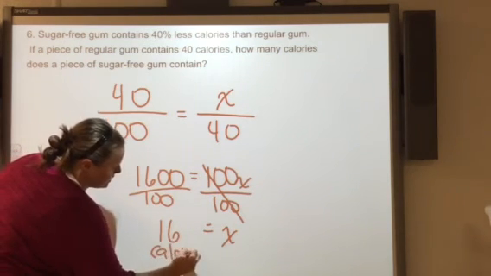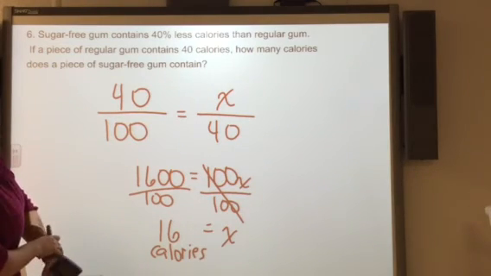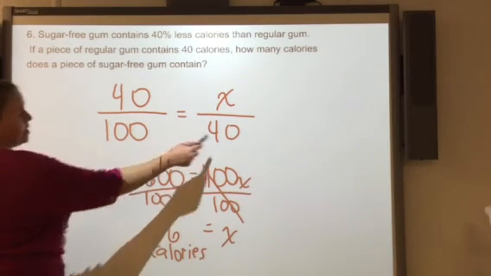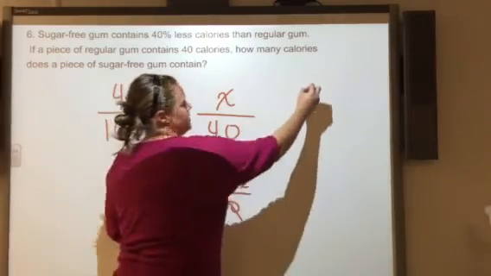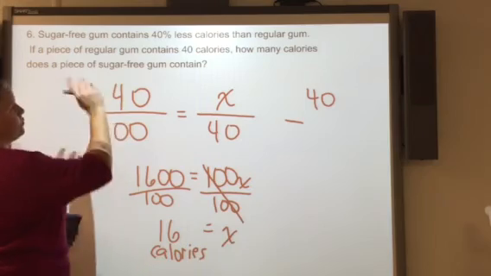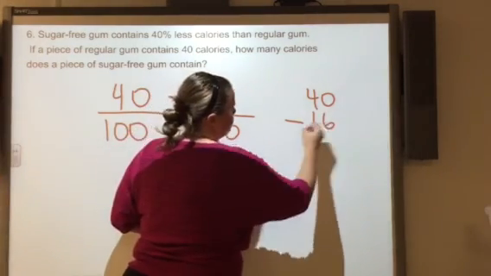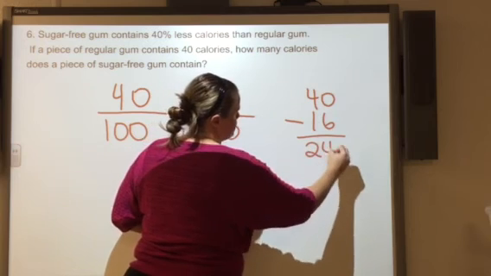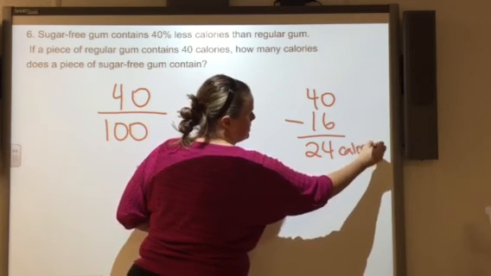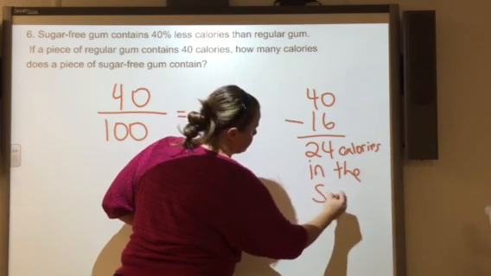But let's read the question again to make sure we're answering it. So sugar-free gum contains 40% less calories. So we need to go back up to our original value. Regular gum had 40. Sugar-free has 40% less. So we need to take away 16 calories from that. And that's going to be 24 calories in the sugar-free gum.